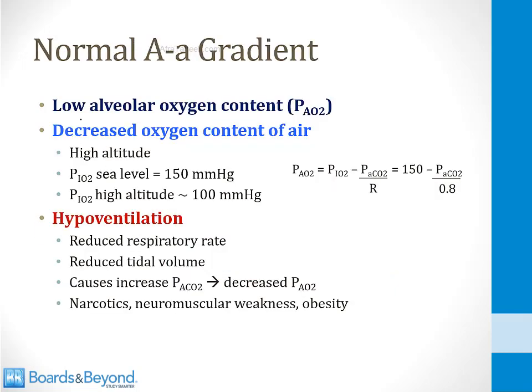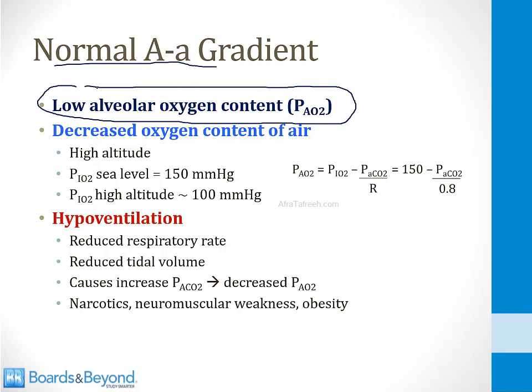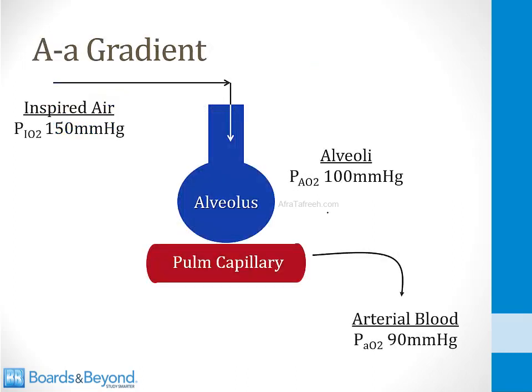Let's start by talking about causes of hypoxemia associated with a normal AA gradient. And the thing you must understand about hypoxemia with a normal AA gradient is that it is always caused by a low alveolar oxygen content, meaning a low partial pressure of oxygen in the alveoli, which is P big AO2. So let's go back to this slide we went through earlier with an alveolus and a pulmonary capillary. And earlier I told you that a normal alveolar oxygen content is about 100, and that yields an arterial oxygen content of about 90, and the difference between 100 and 90 of 10 is the AA gradient.